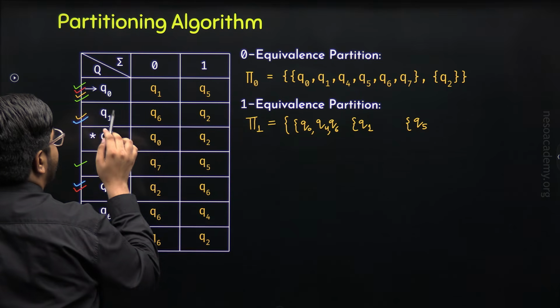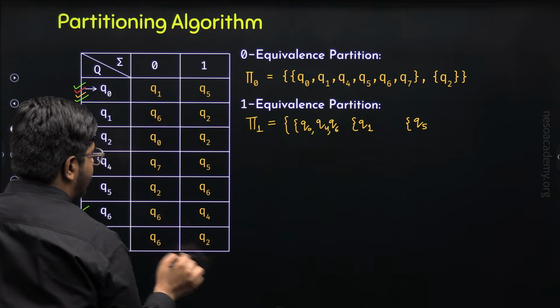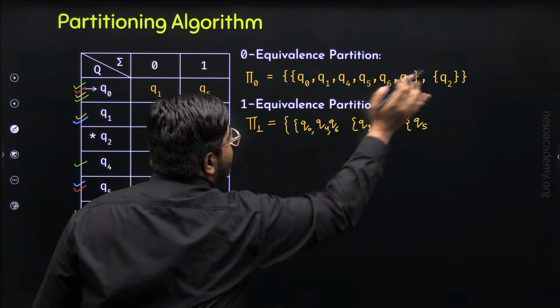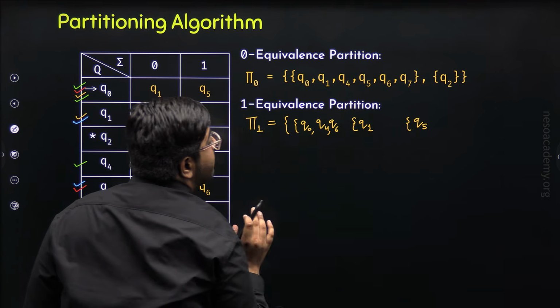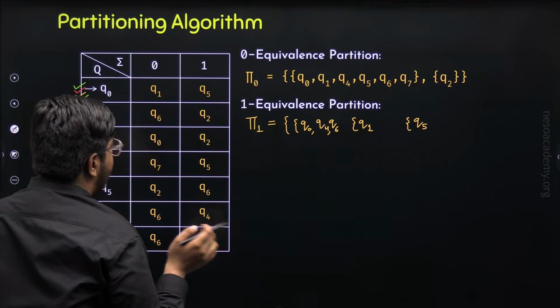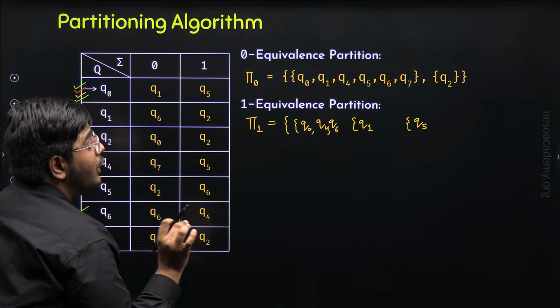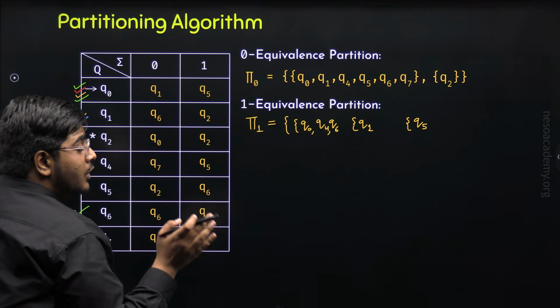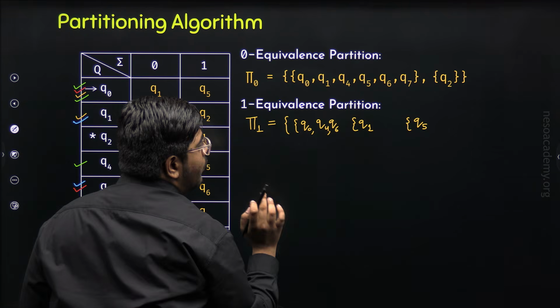For input symbol 1, we are getting Q5 and Q2. Now Q5 and Q2 lie under different partitions, which means Q0 and Q7 are not equivalent to each other. So let's check Q7 with Q1.